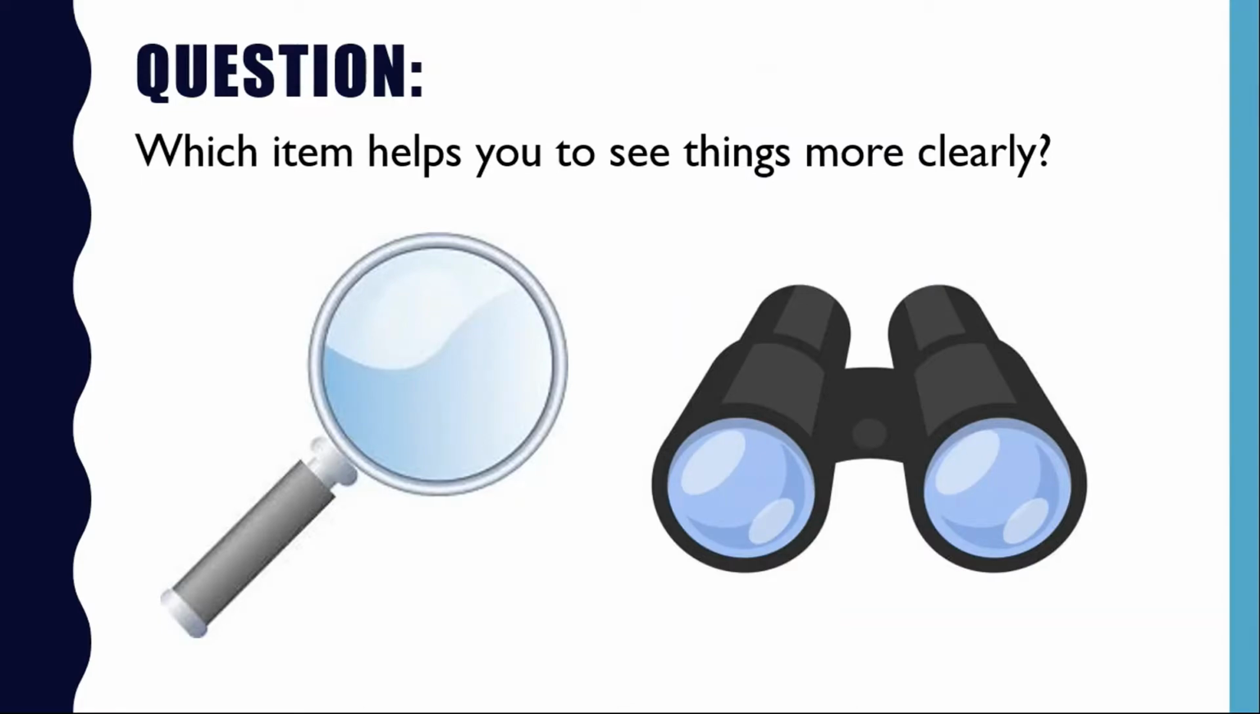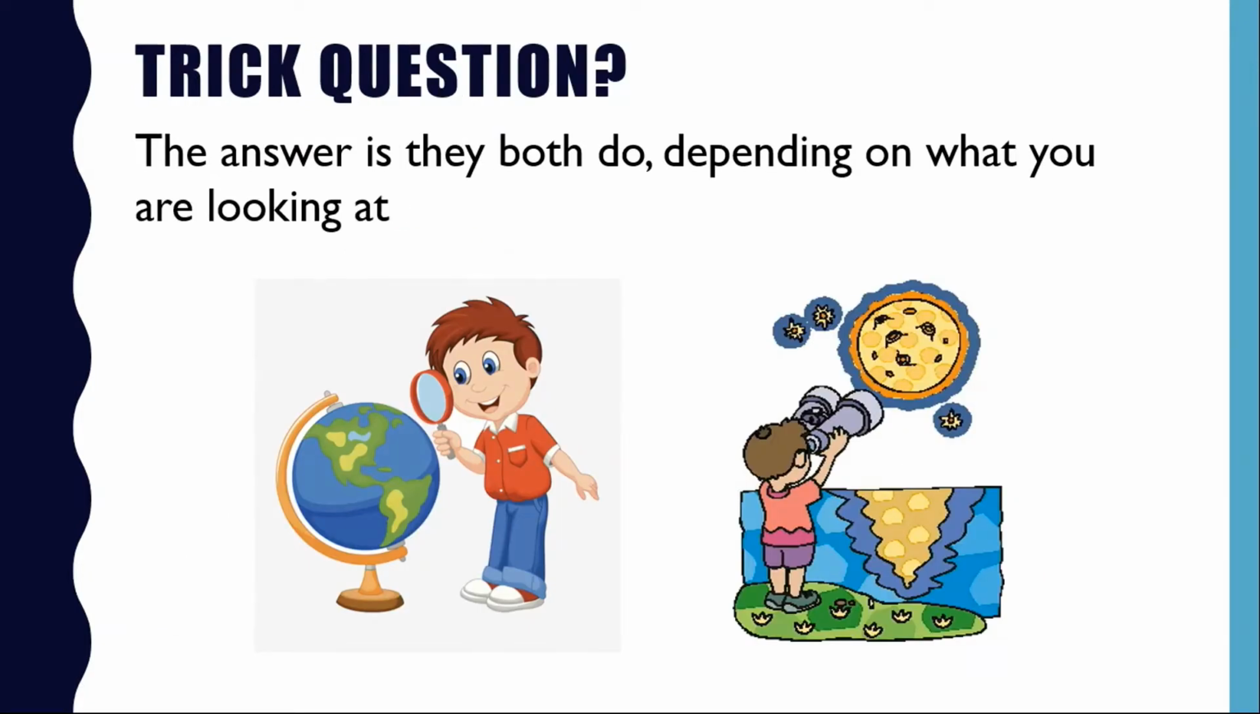As you see a magnifying glass and a pair of binoculars, I would ask you the question, which item helps you to see things more clearly? Well, it's kind of a trick question. The answer is they both help you see things more clearly, depending on what you are looking at. If you want to see something up close in greater detail, you use a magnifying glass. But if you want to bring the big picture into focus, you use a pair of binoculars.